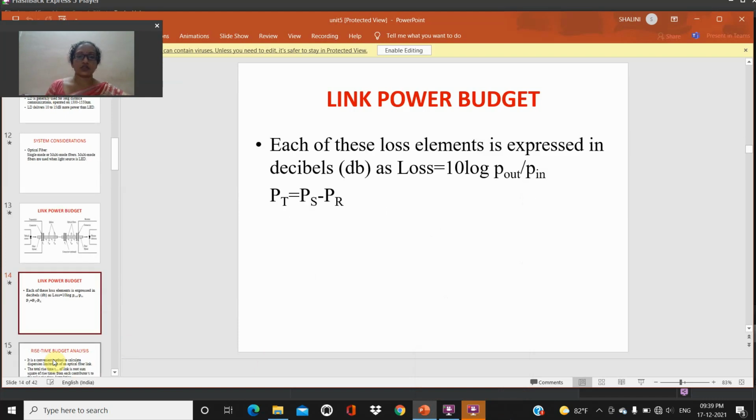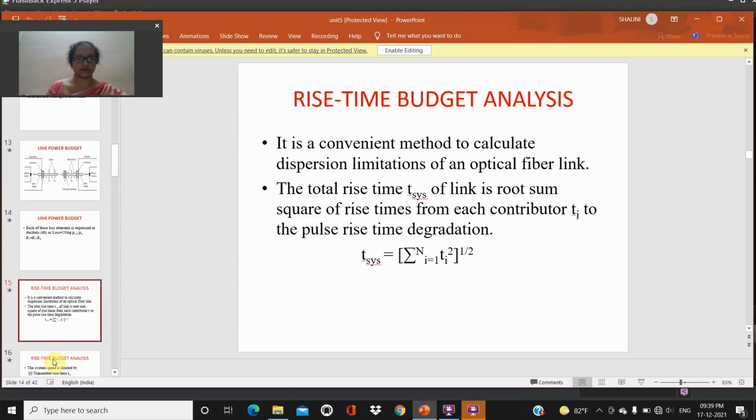Next, each of these loss elements is expressed in decibels. Whether it is loss or gain, we have to express it in decibels: loss is equal to 10 log P out by P in. Okay, PT is equal to PS minus PR.